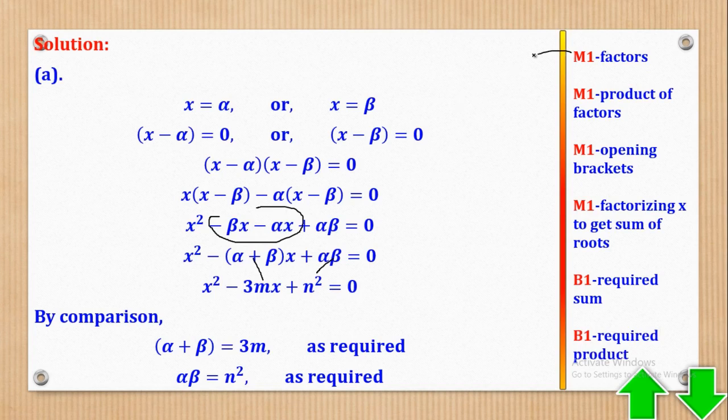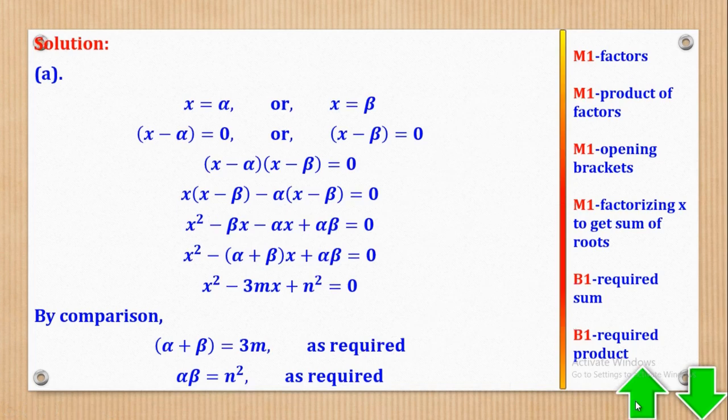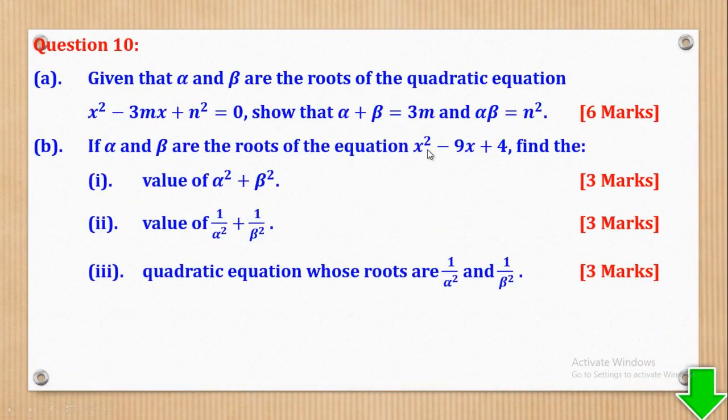M1 for factors, which is that, M1 for product of factors, which is that, M1 for opening brackets, which is that, M1 for factorizing, which is that, B1 for the required sum, another B1 for the required product. So part B, they said this: if alpha and beta are roots of this equation, find Roman 1, alpha squared plus beta squared, Roman 2, 1 over alpha squared plus 1 over beta squared, and Roman 3, find the quadratic equation whose roots are 1 over alpha squared and 1 over beta squared.